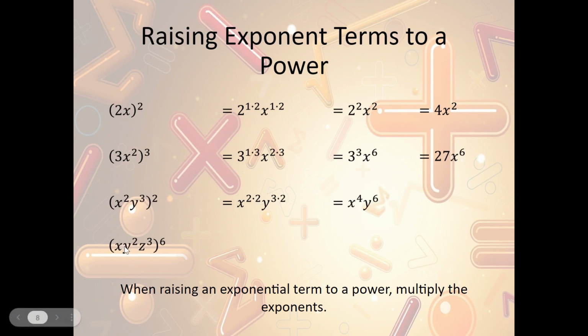Now we have x y squared z cubed to the sixth. So we're just going to multiply each of the exponents by 6. So we get x to the first times 6, and y to the second times 6, and z to the third times 6. And we're just going to multiply these out. So 1 times 6 is 6, 2 times 6 is 12, and 3 times 6 is 18. So we should get x to the 6th, y to the 12th, z to the 18th.